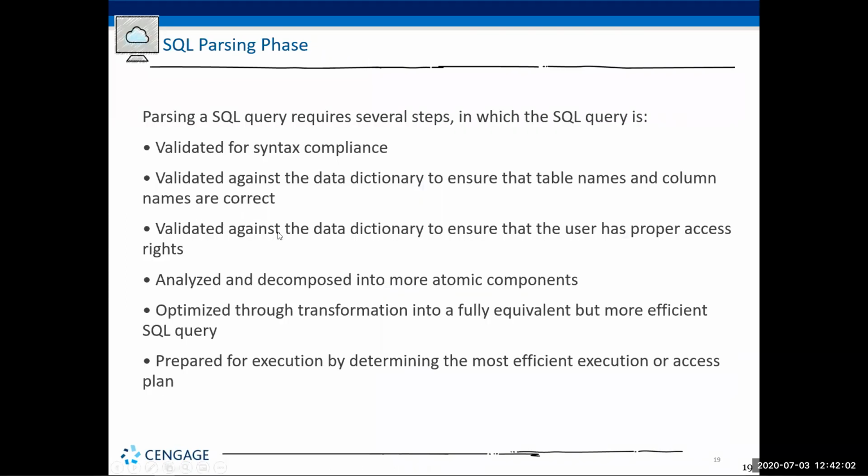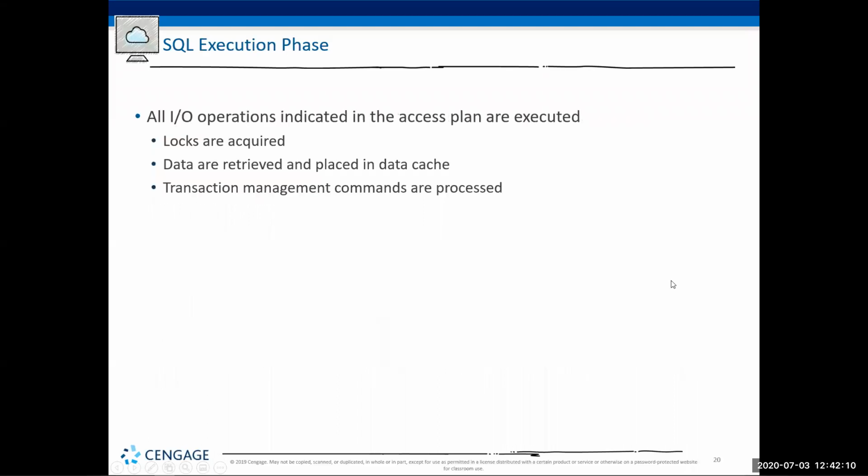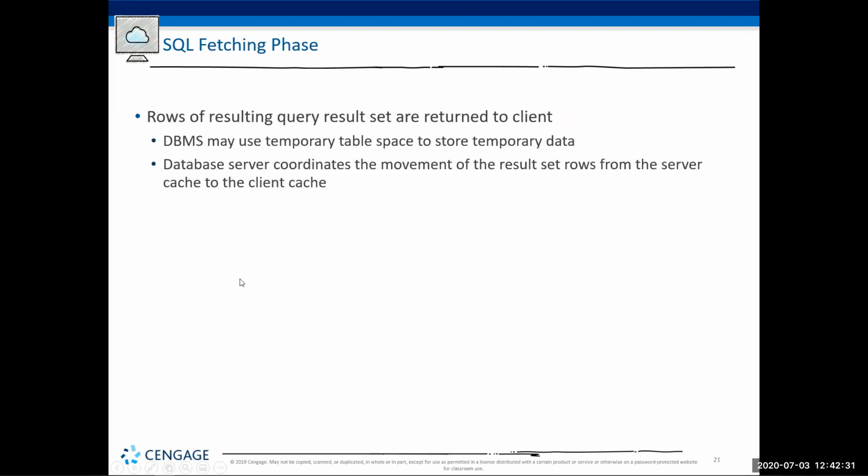Let me see if there's anything else I haven't covered here. So anyway, you can read through this. I think I hashed this out pretty much already. And then once you have the access plan, the database is just going to run it, right? Then all the I/O, input output operations indicated in the access plan are executed. So we talked about the locks, data retrieval, pulling back, and putting it in the cache and so forth. So straightforward after the access plan is generated. And then you fetch the data that was placed in temporary memory based on what the result sets were from your query.